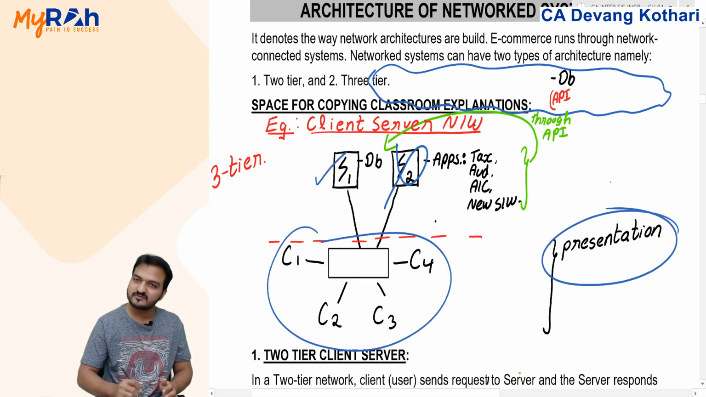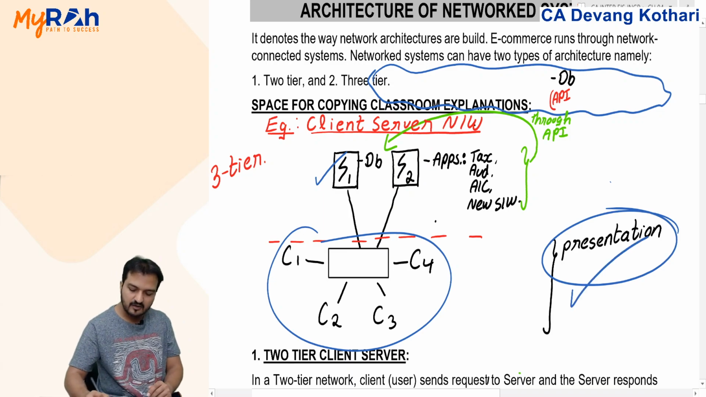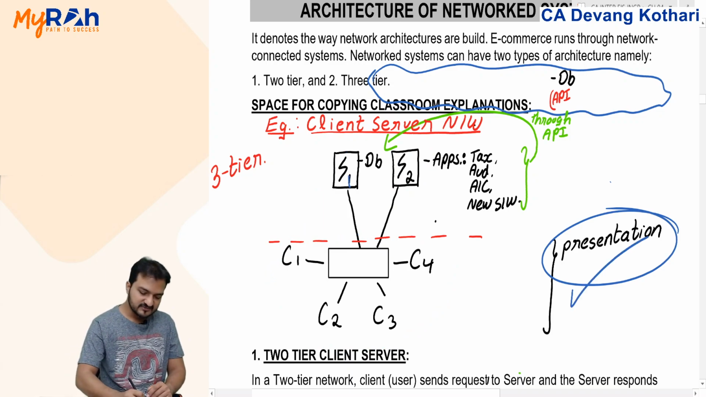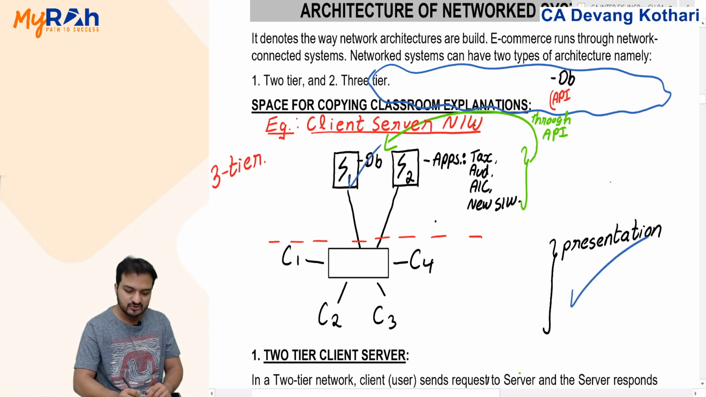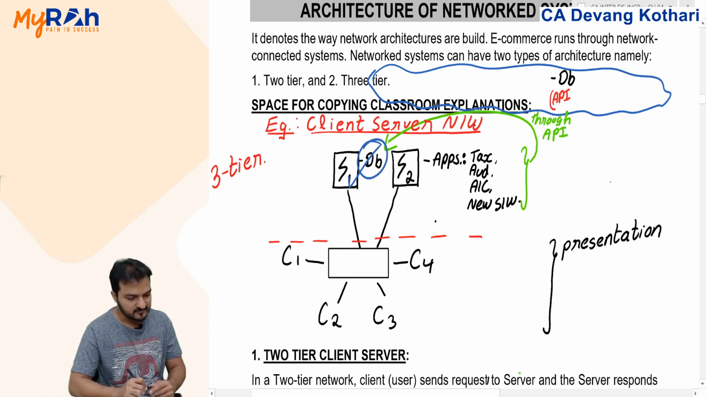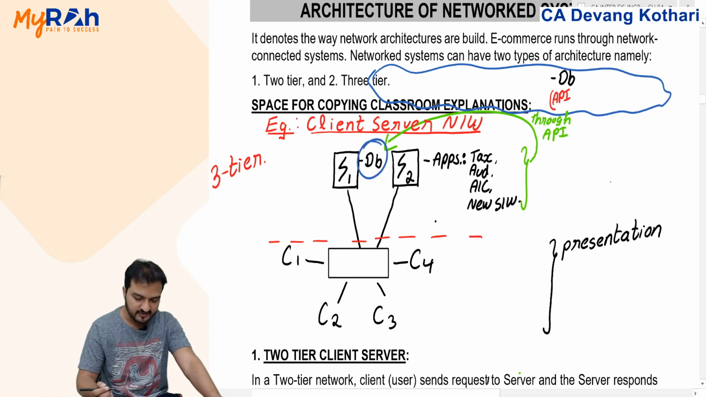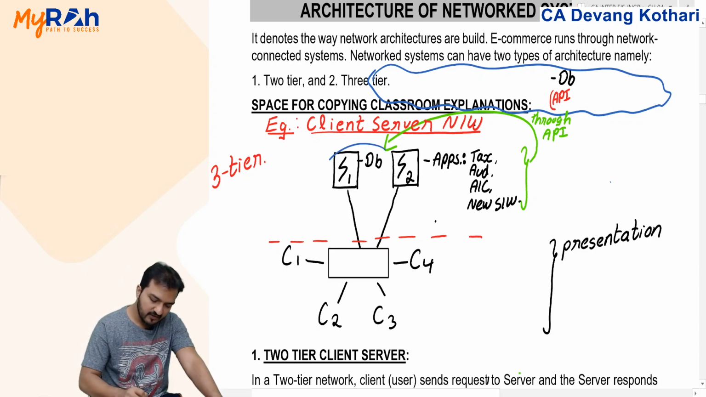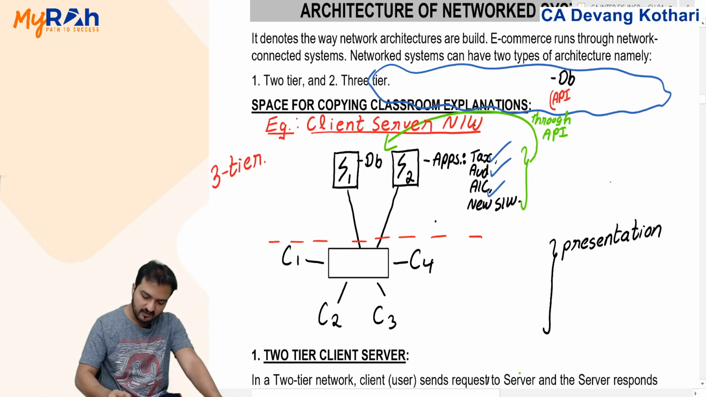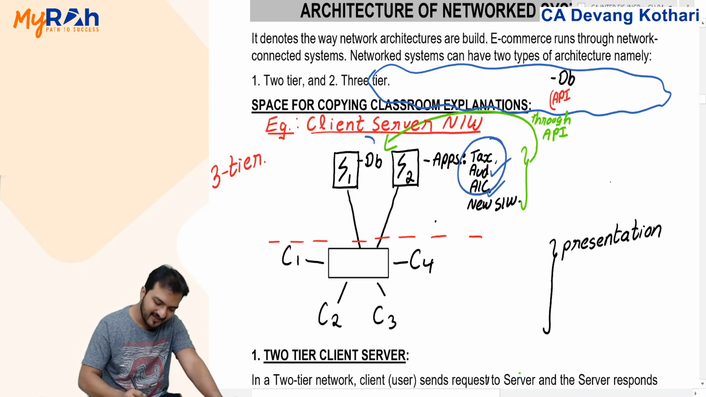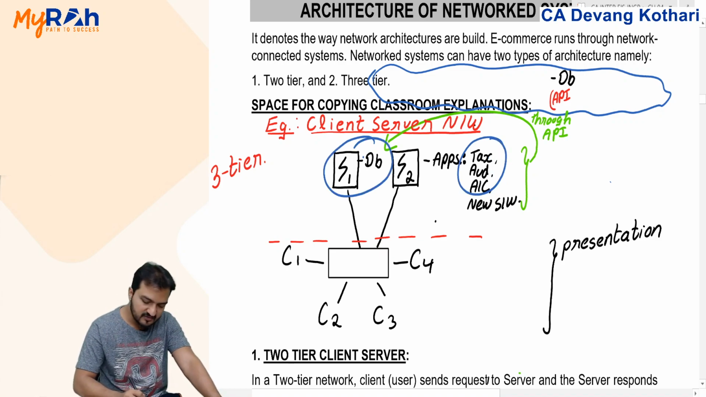Clients are responsible for presentation. It is called the presentation tier, while the server does the storage. Storage of what? Storage of the database. Yes, so that was your 2-tier architecture. While in case of 3-tier architecture, if I require certain apps, I need software like taxation software, auditing software, accounting software, then if all these software are put in that same server, this server will get overloaded.